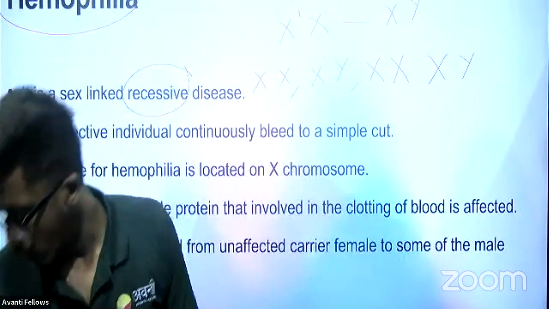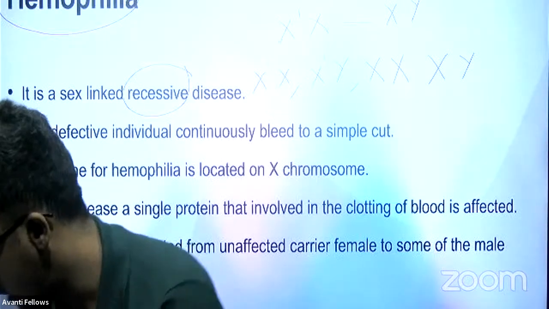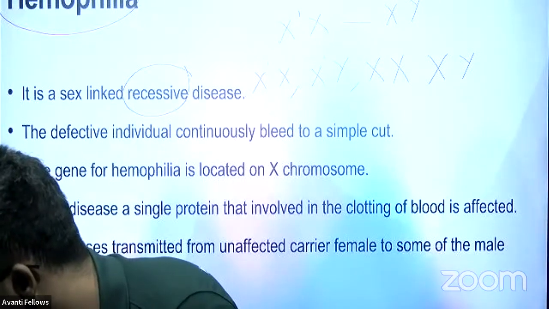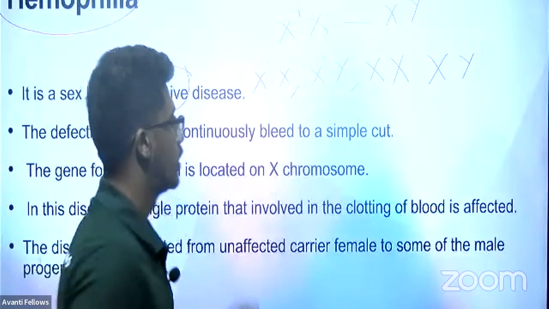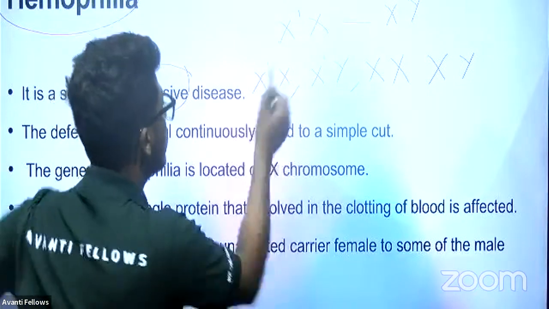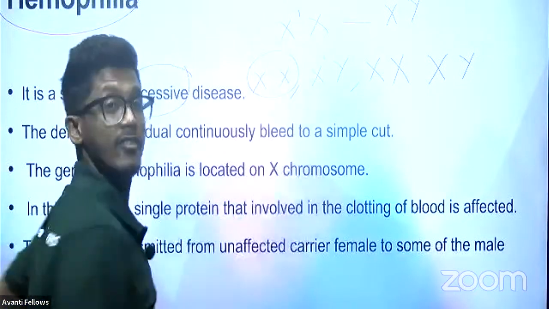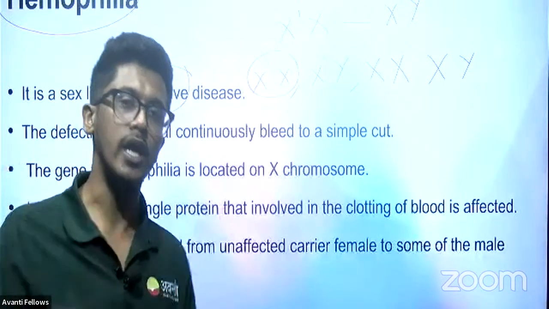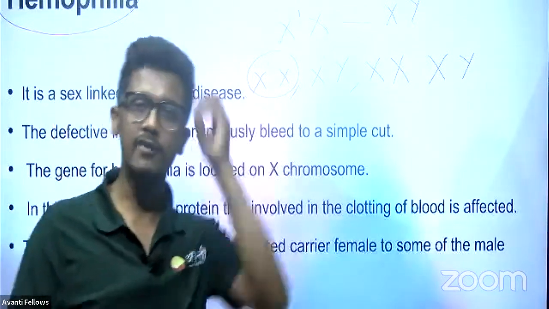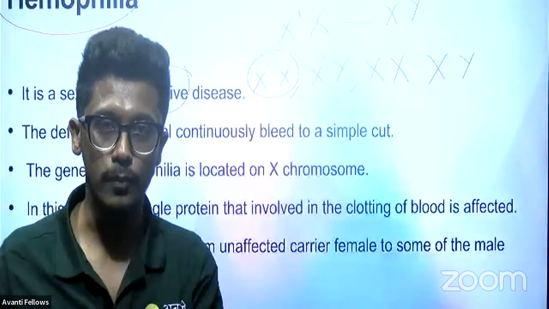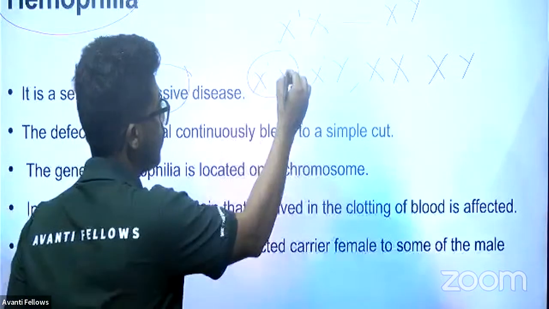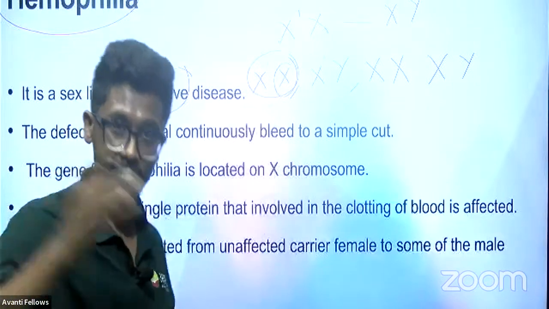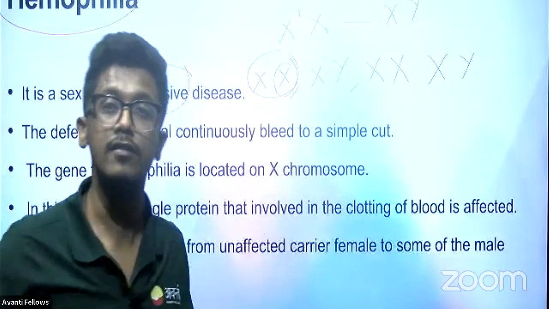Now what is happening here? You can ask me, sir, why is X dash X not showing any hemophilic condition? See, the nature of the gene is that it is in a recessive condition. So even though one chromosome has a defective gene, the other chromosome has a healthy gene. The X dash is defective, and the other X is very healthy.